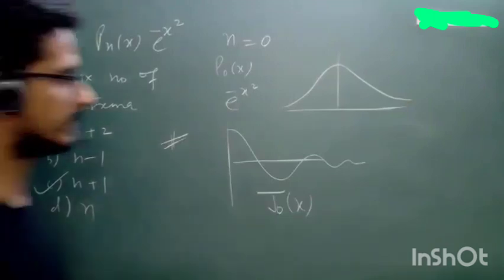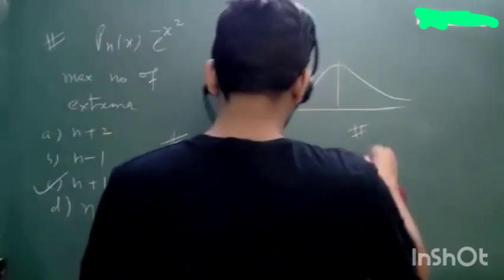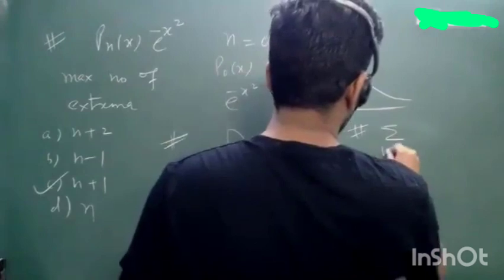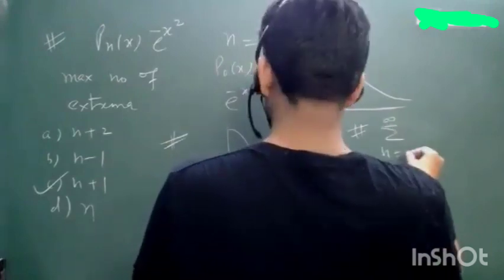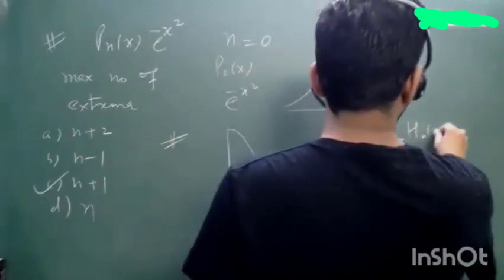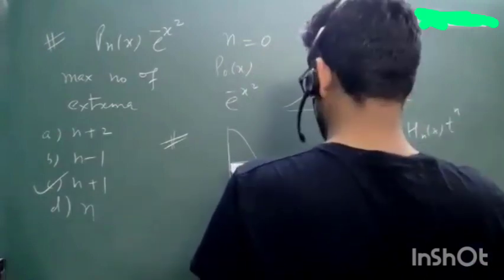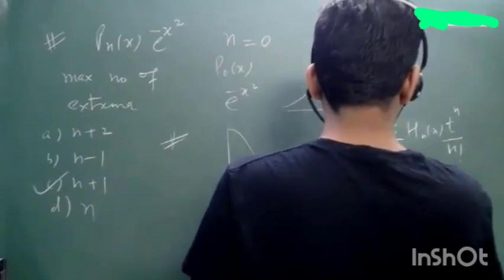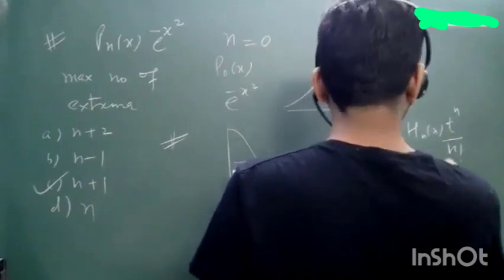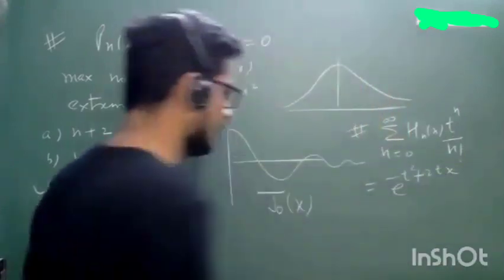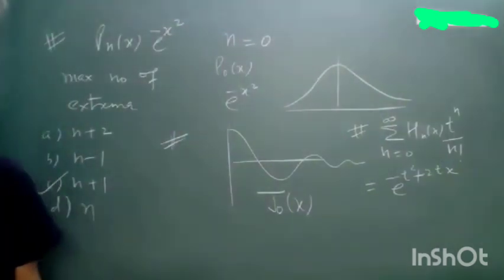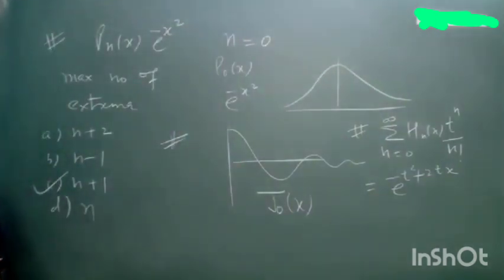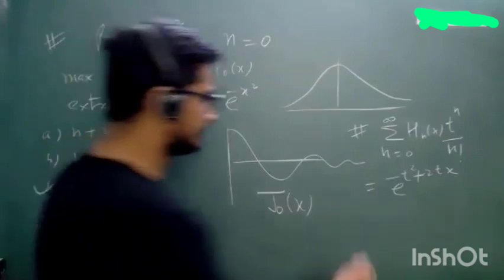Now there is a question that summation n is equal to 0 to infinity H_n(x) t to the power n by n factorial is equal to e to the power minus t square plus 2tx. Okay, and they have asked what is the value of H_4(0).